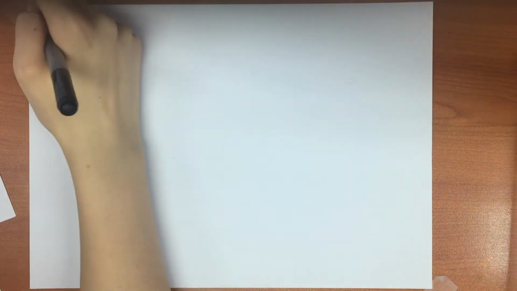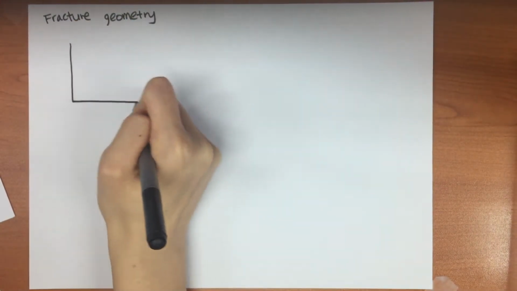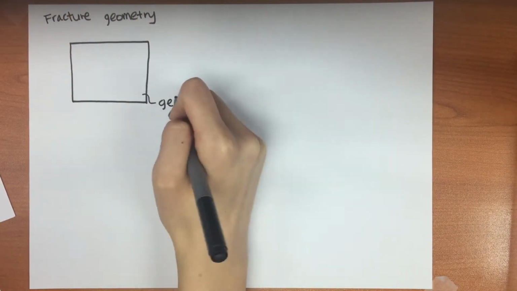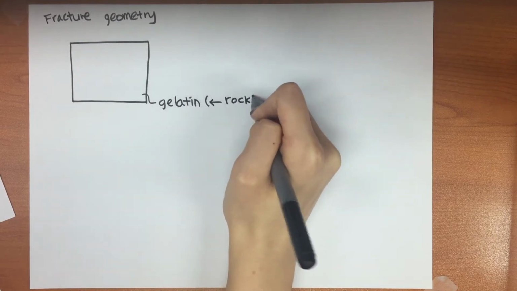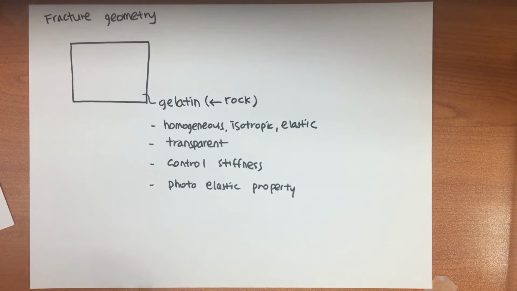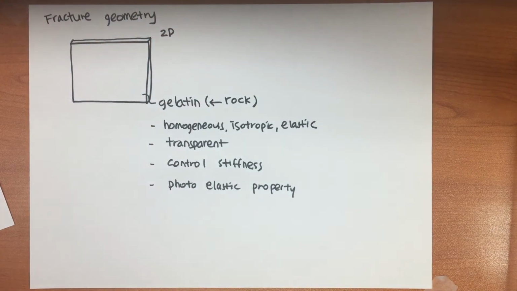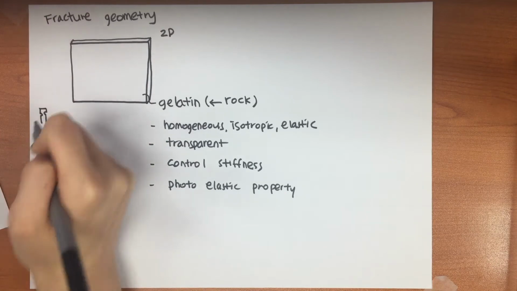To see the geometry of generated fracture, hydraulic fracture propagation behaviors in gelatin plates were monitored. Gelatin was used to represent the rock because it is homogeneous, transparent, easy to control the stiffness, and has photoelastic property. To conduct the 2D experiment, a gelatin mold with thin thickness was made.